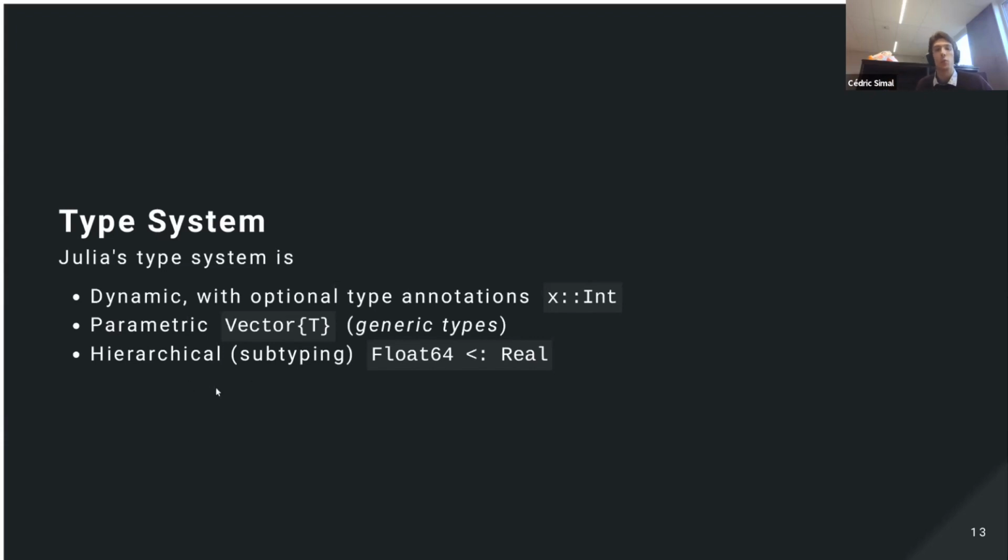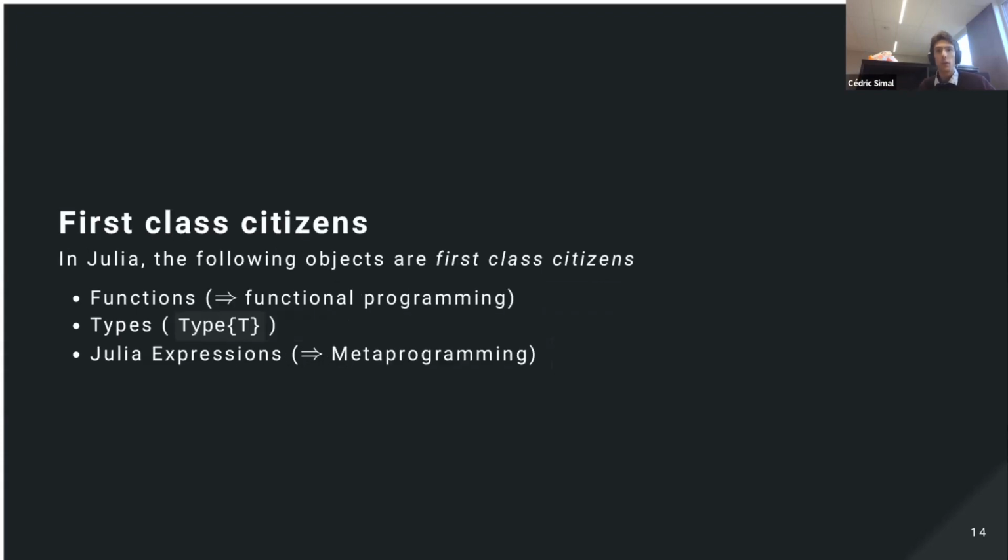And as I showed on the previous slide, you have a subtyping relation, as in object-oriented programming, between your types. For example, Float64 is a subtype of Real, and all of this is used, in fact, in another feature that I will cover next. But maybe before that, I will give you another description of Julia.